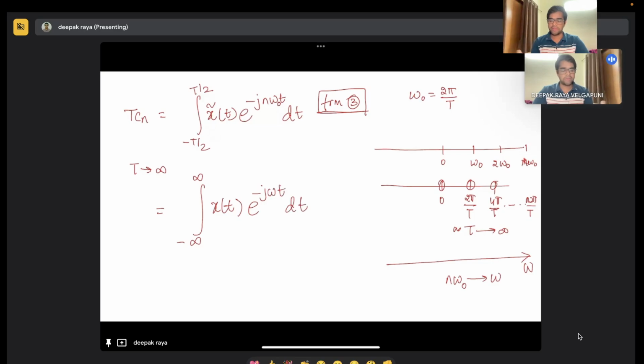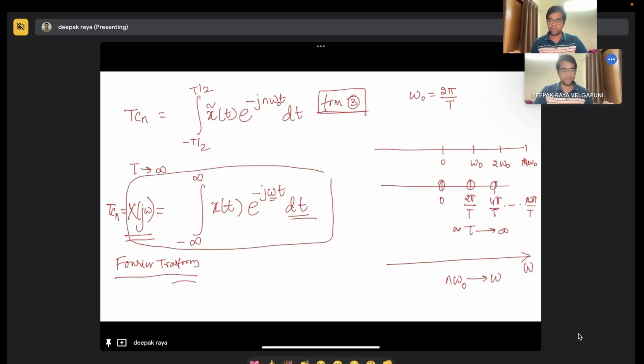And dt will be the same. Let's replace T times Cn with another notation just for simplicity. Because you are integrating across time from minus infinity to infinity, it will be a function of only one variable, that is omega. So let's say X of j omega is the function. This is called the Fourier transform. This is the expression for the Fourier transform.